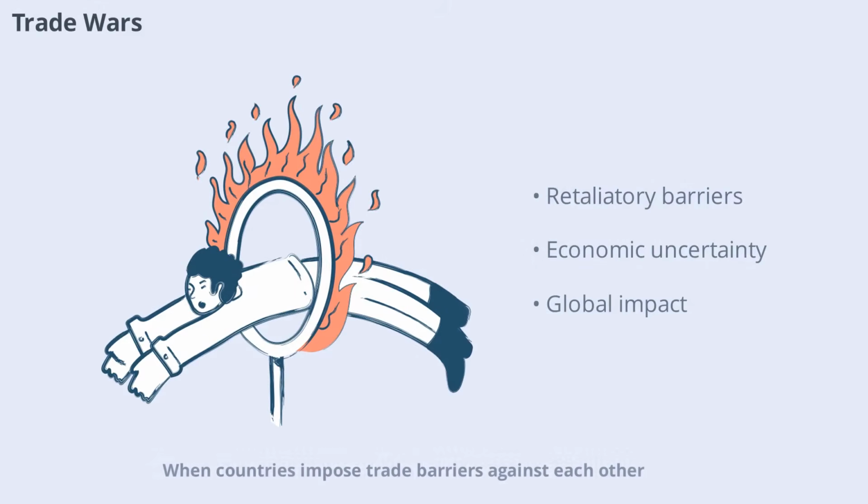When countries impose trade barriers against each other, it can lead to a trade war. This is a situation where each side keeps raising barriers in response to the other, often resulting in higher prices, reduced trade, and economic uncertainty. Trade wars can have far-reaching effects on global supply chains and economic growth.